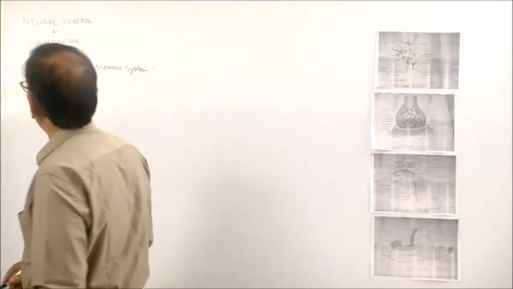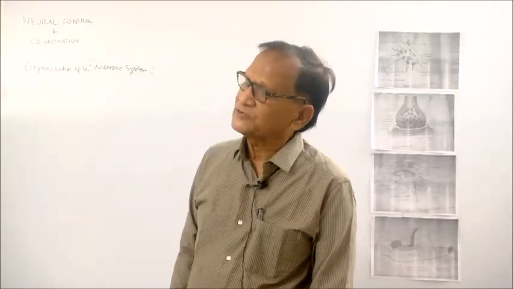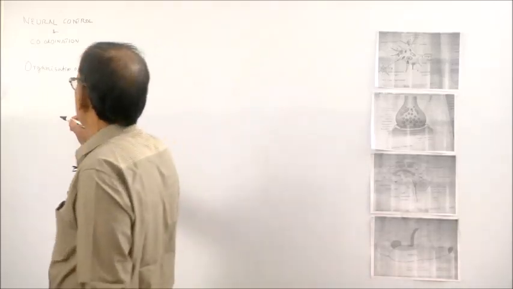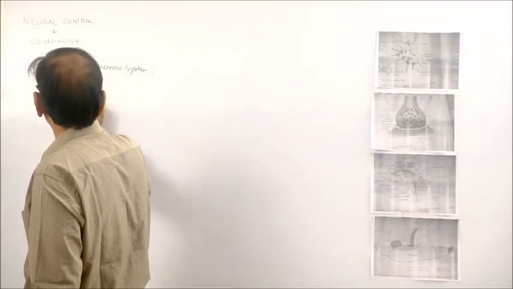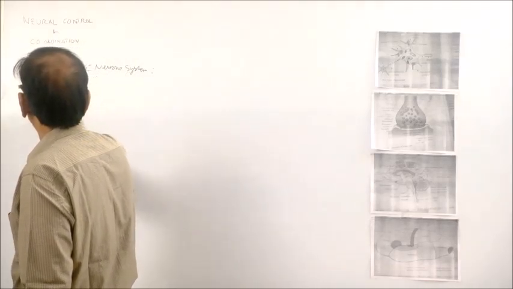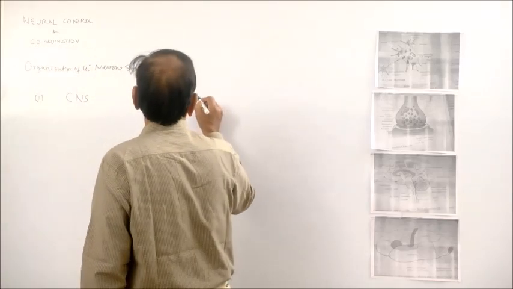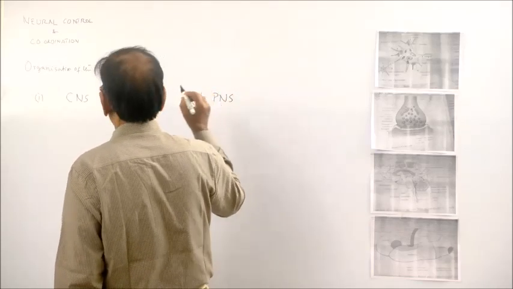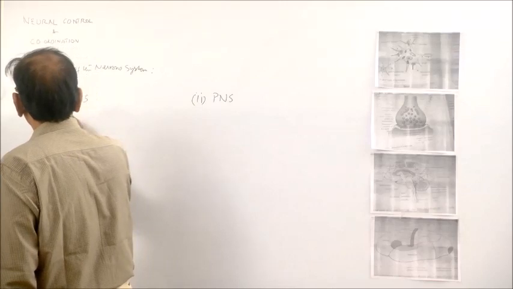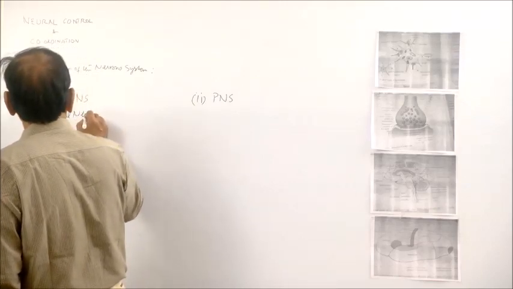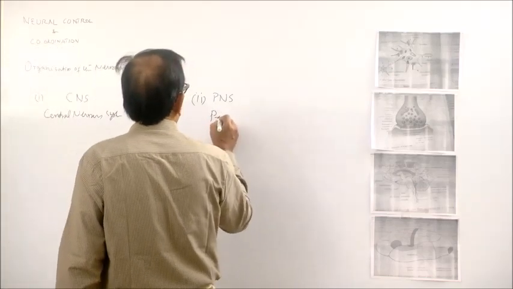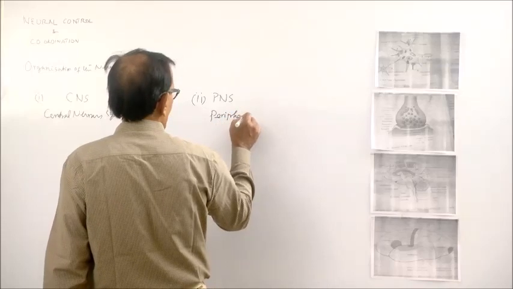Now, the nervous system, for the purposes of study, structure and function as well, is divided into two parts: the central nervous system, or CNS for short, and the other is the peripheral nervous system, or PNS for short. This is the central nervous system and this is the peripheral nervous system.